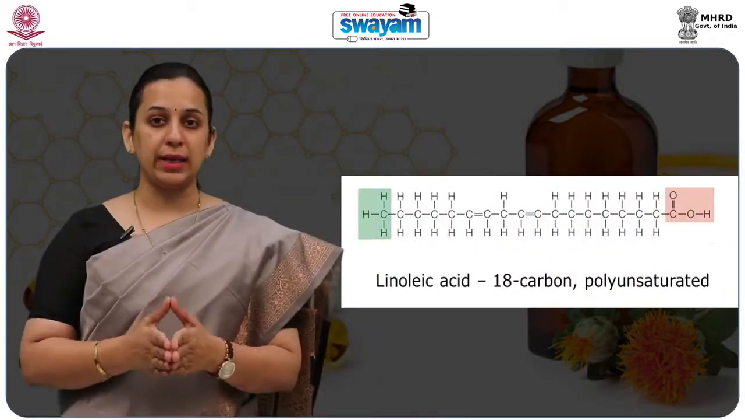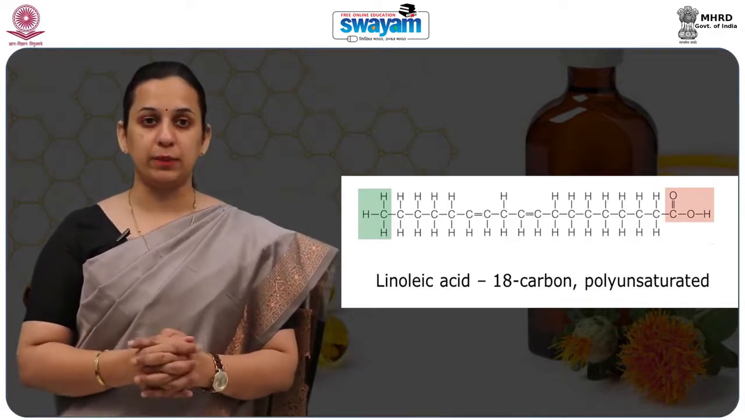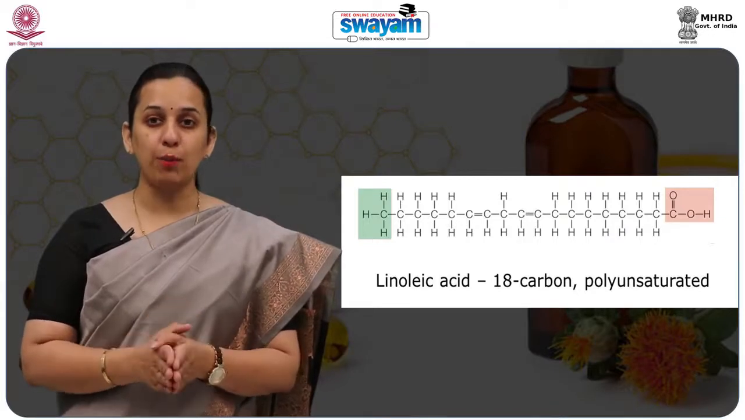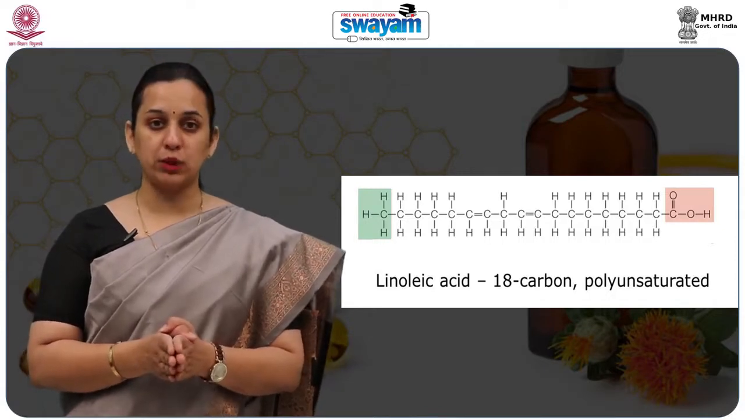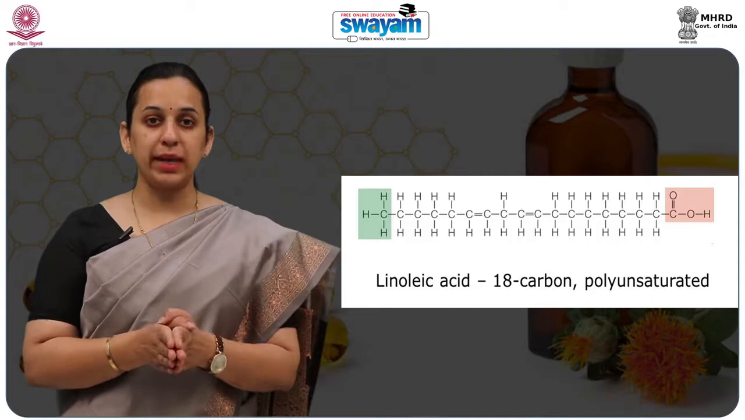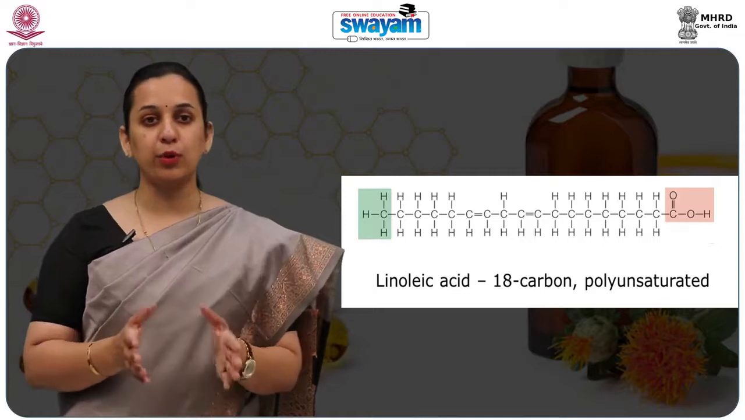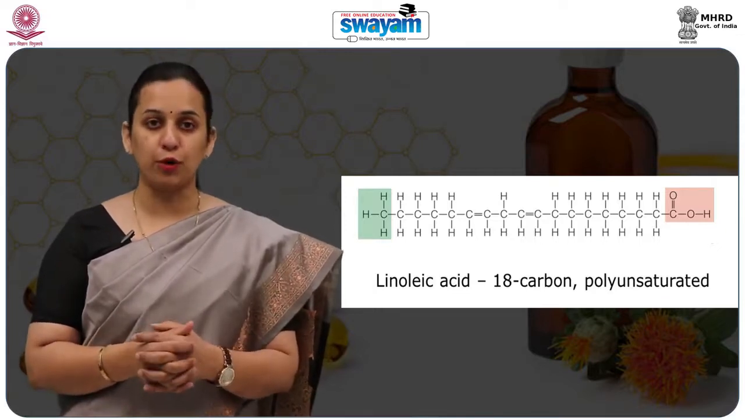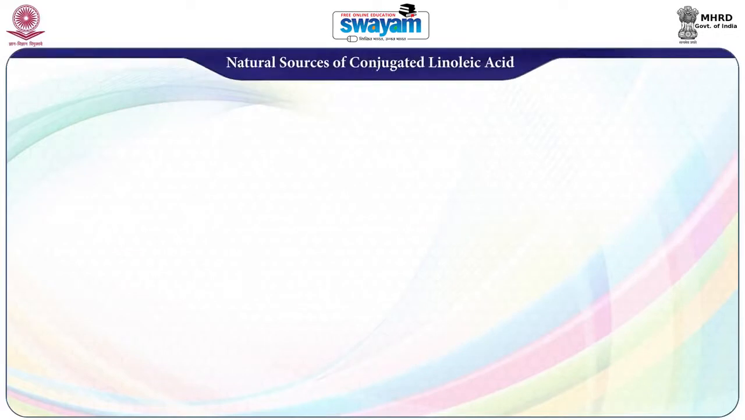Conjugated linoleic acid collectively refers to 28 complex isomers of linoleic acid. Conjugated linoleic acids are a group of polyunsaturated fatty acids that are positional and geometric isomers of linoleic acid, carbon 18:2. CLA and its precursor trans-vaccenic acid are naturally produced during bacterial fermentation in the rumen of ruminant animals. Here is the structure of linoleic acid compared with the cis-9, trans-11 and trans-10, cis-12 conjugated linoleic acids. We shall now see the natural sources of conjugated linoleic acid.